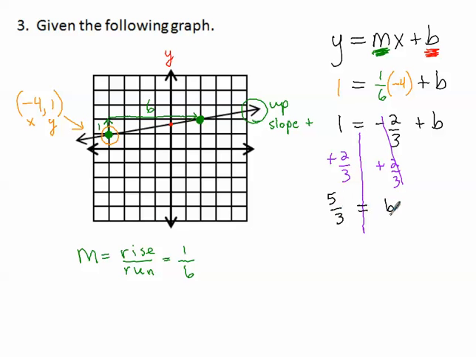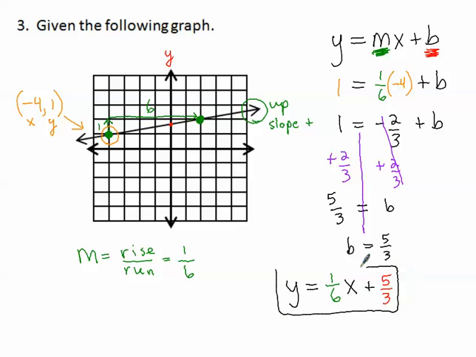5/3 equals b. So we know our b is 5/3. Now I can go back and write my equation. Y equals, remember we got m is 1/6 times x plus b is 5/3. Now I have the equation of my line in slope-intercept form.